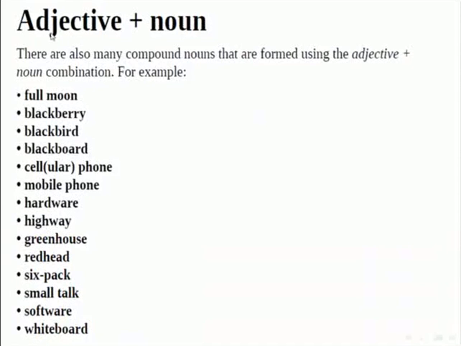Now more examples for compound nouns. We find adjective and noun. There are also many compound nouns that are formed using the adjective plus noun combination. All these at the beginning are adjectives and the second are nouns, right? Full moon, blackberry, blackbird, blackboard, cell phone, or sometimes we say cellular, mobile phone, hardware, highway, greenhouse, redhead, six-pack, small talk, software, whiteboard. All of these are compound nouns, but they are an adjective and a noun.